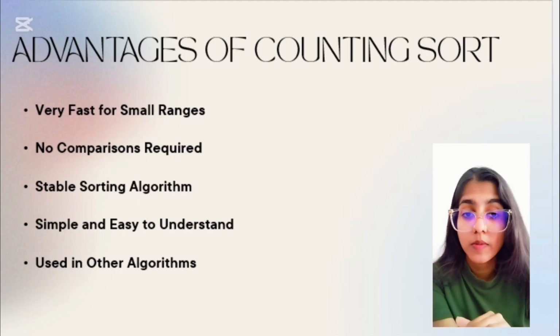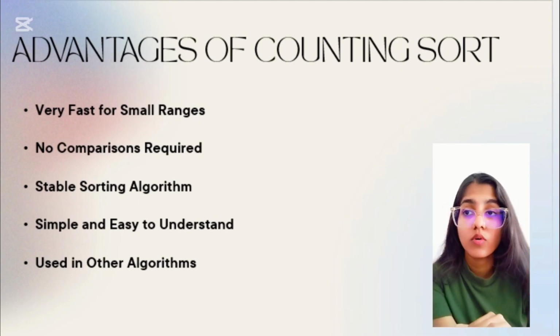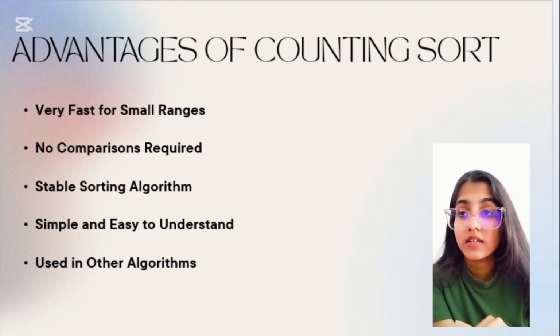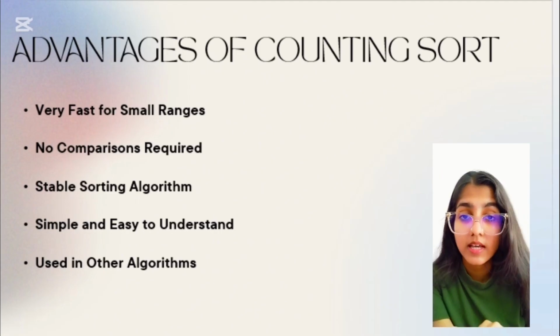Now I'll explain the advantages and limitations of counting sort. First, the advantages. It is very fast for small ranges. Counting sort runs in big O of n plus k time, which is faster than comparison-based sorting algorithms when the input range is small. The next one is no comparison required. It doesn't compare elements with each other, making it more efficient in suitable cases.